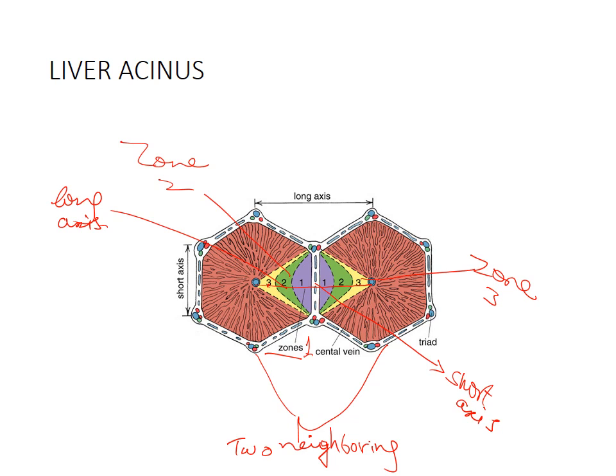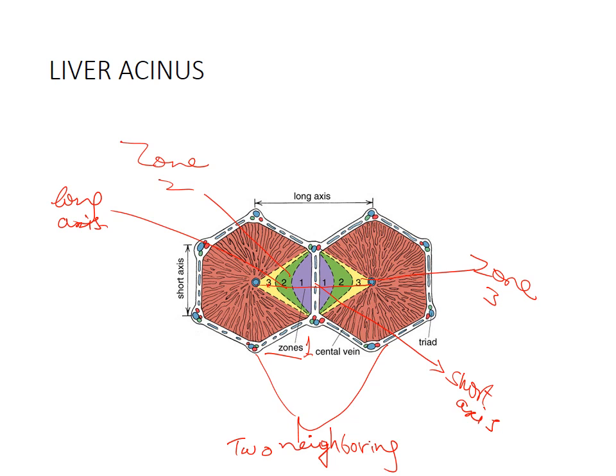Now the intermediate zone, that is zone 2, consists of hepatocytes lying between the innermost and outermost zones. This is the innermost and this is the outermost zone. Their response to ischemia and blood-borne toxins is of intermediate extent as compared to the hepatocytes of the innermost and the outermost zones.